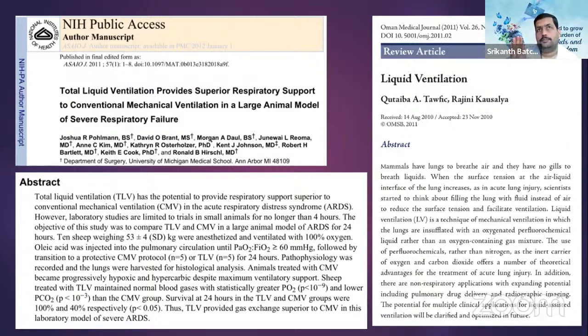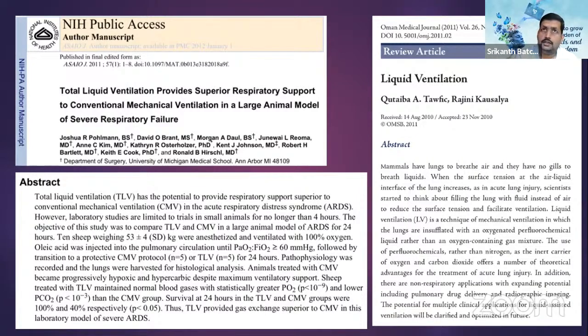As long as the baby is on liquid ventilation, she is fine, oxygenation improved and everything. But on weaning from the liquid ventilation, turning back to conventional ventilation, most of the kids used to die again. So the scientists then thought of total liquid ventilation, where even the tidal volume in and out is through perfluorocarbon liquid only. Unfortunately, this total liquid ventilation is still in the experimental phase.